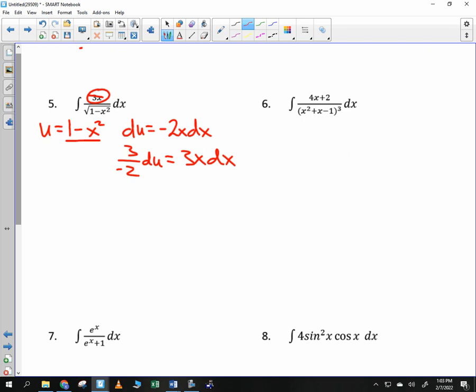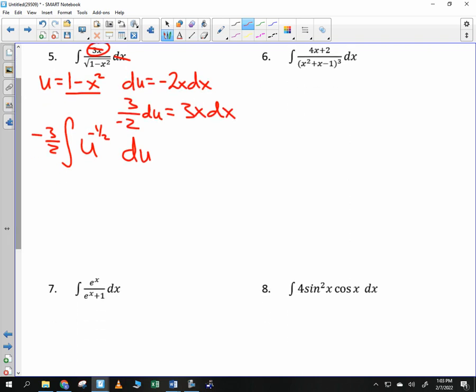So I'm going to get rid of the 3x dx, and what do I put in its place? Good. What do I have left? 1 over the root of u. Agreed? Which is u to the negative 1/2. What is the antiderivative of u to the negative 1/2? U to the 1/2 over 1/2.